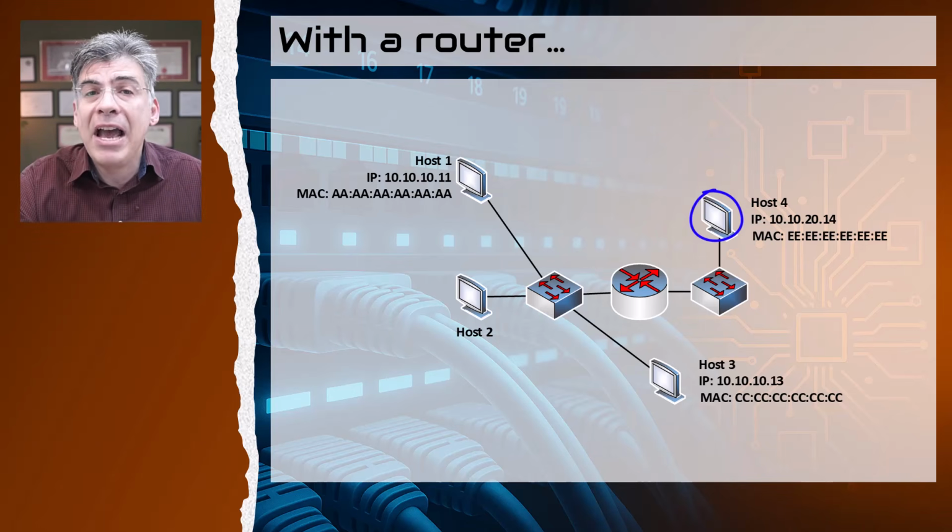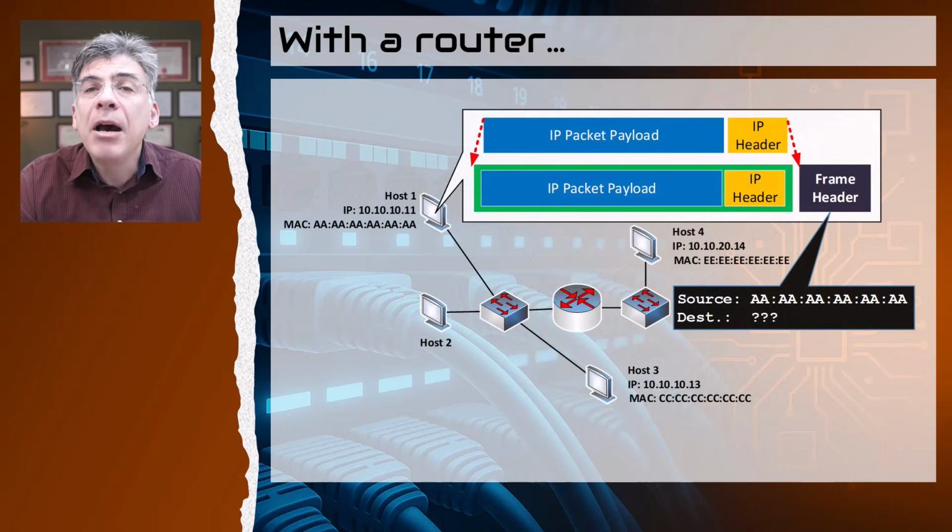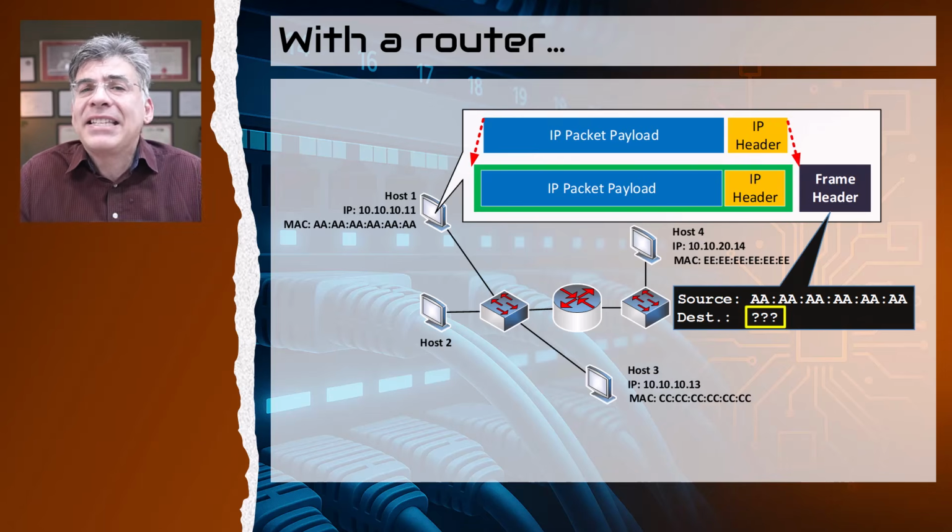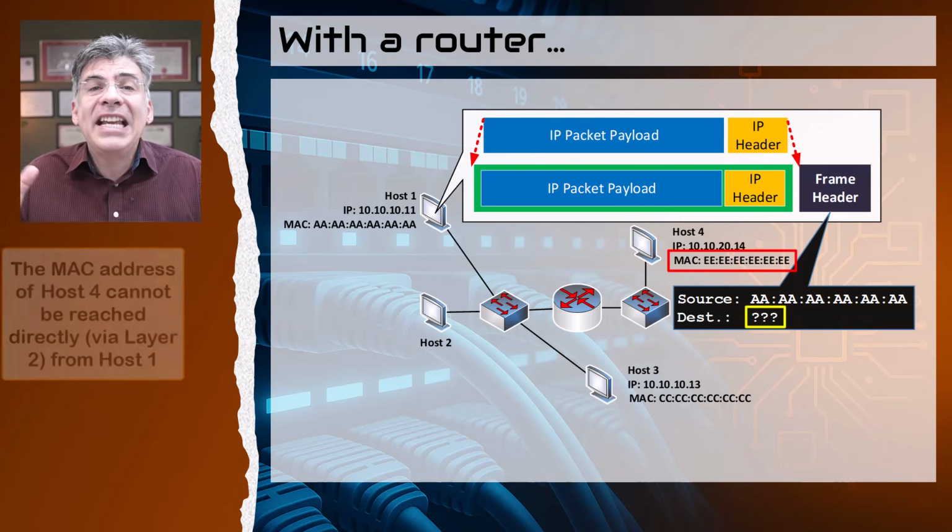So what happens now? Well, when the time comes for this packet to be encapsulated into the frame, when we determine the destination MAC address, it doesn't make sense to try to find the MAC address of host 4 here because it's in a different subnet.